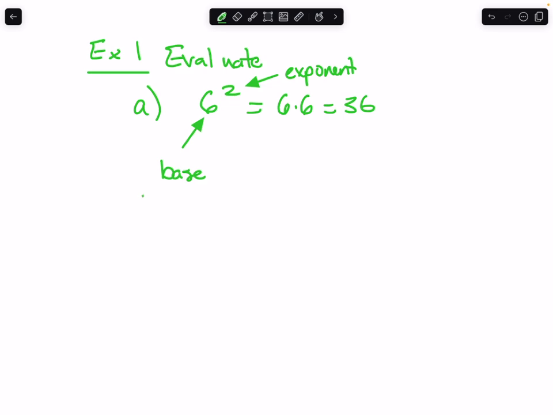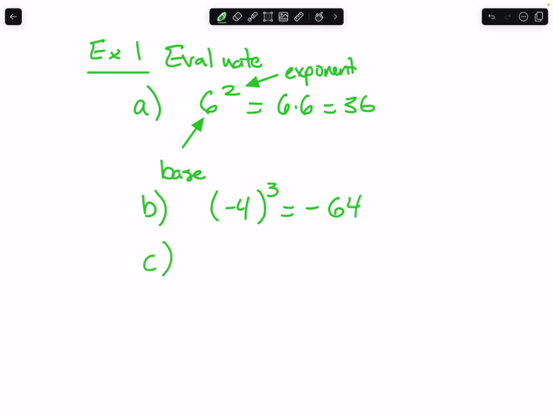Okay? What happens if we have negative 4 raised to the 3 power? Well, that means that we have 3 factors of negative 4. That means we have an odd number of negative factors, so our final answer will also be negative. So we have 4 times 4 times 4, and that is 4 times 4 is 16, times 4 is 64.